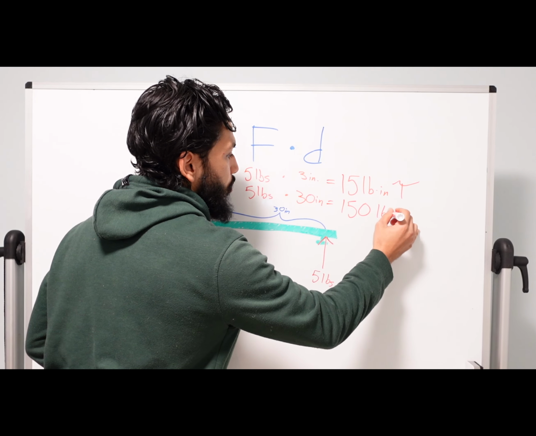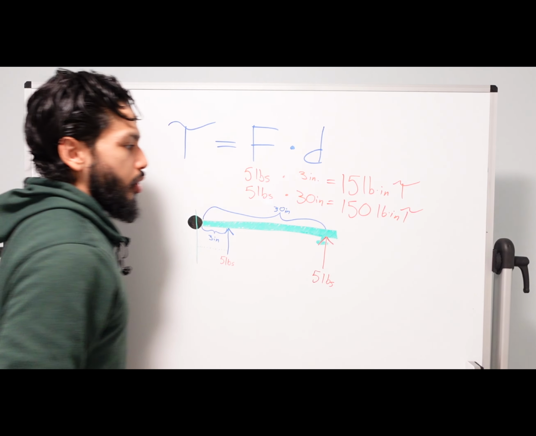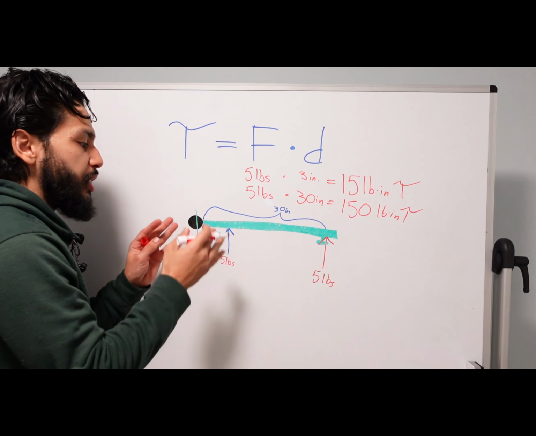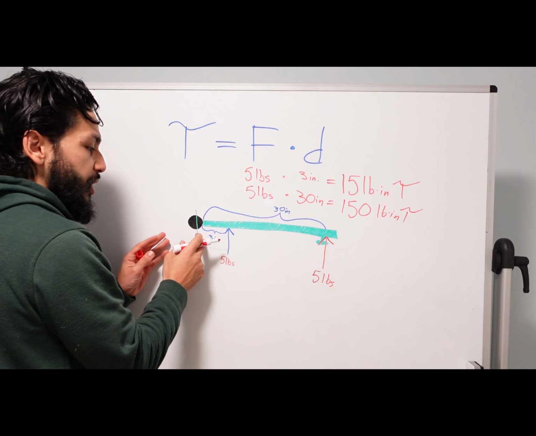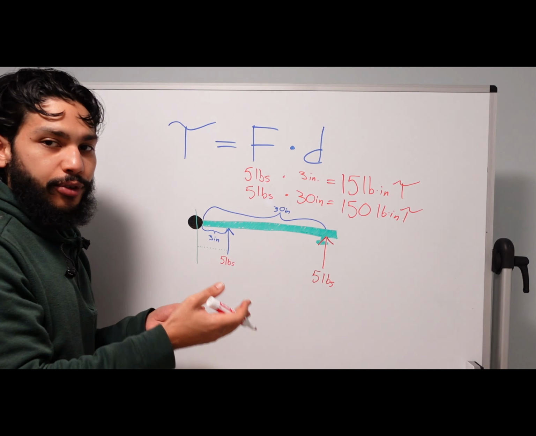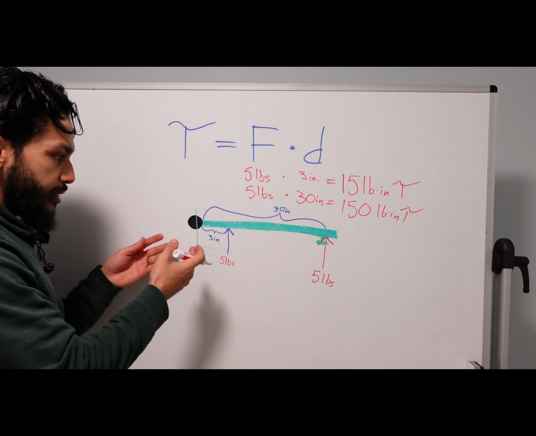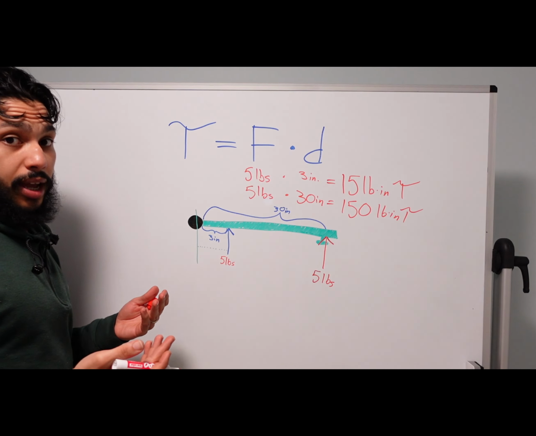150 pound-inches of torque are produced simply from me changing my position, from getting further away from the axis, okay? This is how levers work, all right? This is the concept of torque, all right? And this is why it works that way.